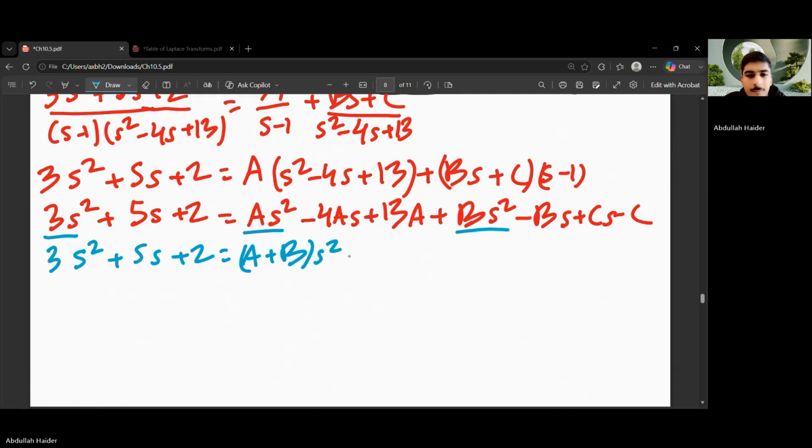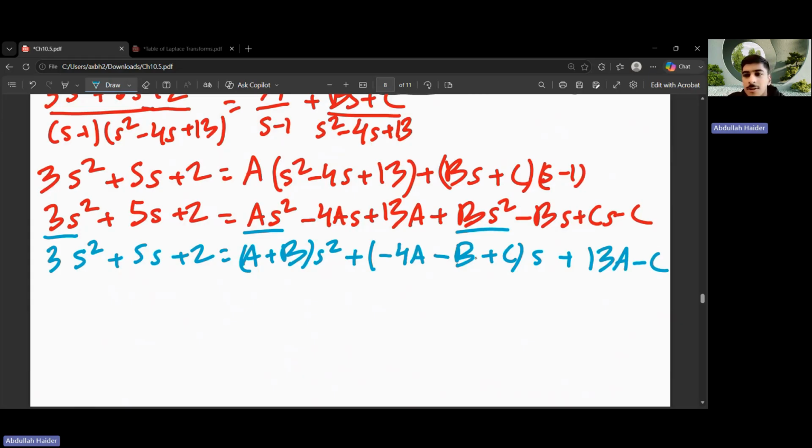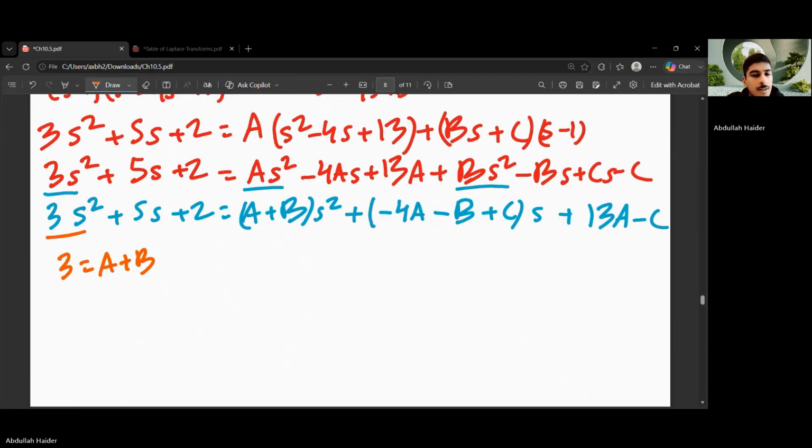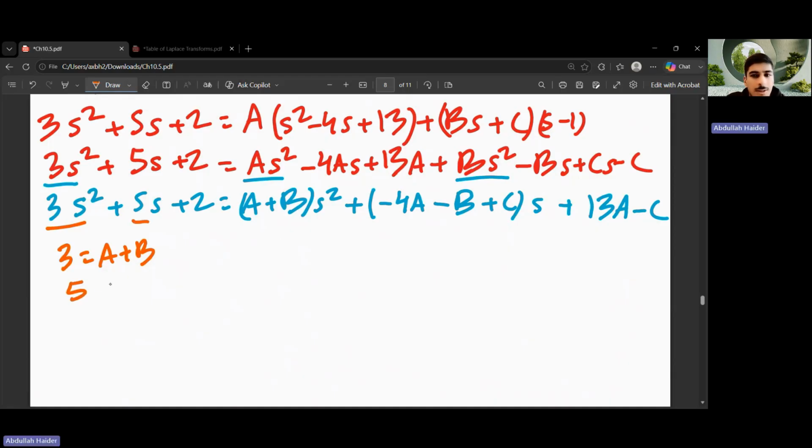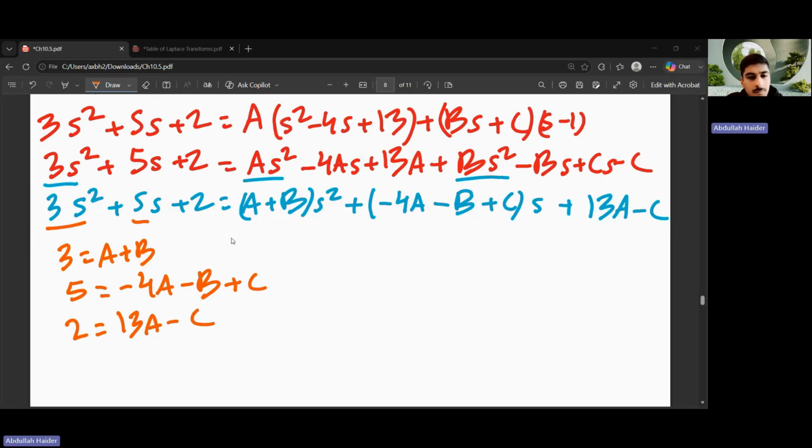Now the s terms: (minus 4A minus B plus C)s, plus we only have a constant now, 13A minus C. So this is what you get after you group them. So 3s squared with A plus B means 3 equals A plus B, and 5 equals minus 4A minus B plus C, and 2 equals 13A minus C. Interesting.